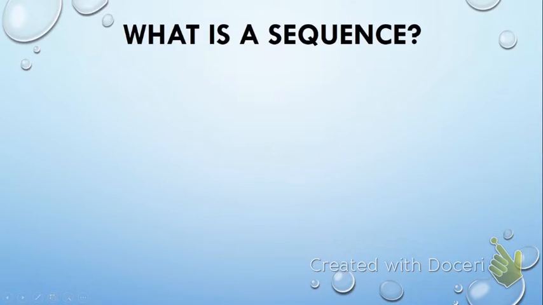So what is a sequence? Does anybody remember what a sequence is? 2, 4, 6, 8 is an example of a sequence. Can anybody else give me an example of a sequence? Yes. A sequence is a list of things, usually numbers, that are in order and have some type of pattern. You've got to write it down in your notes.